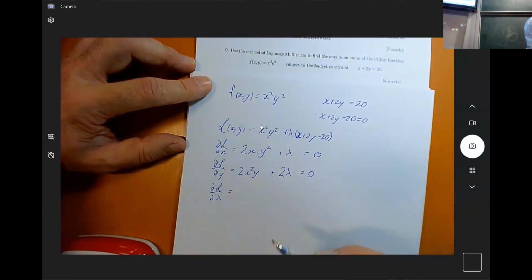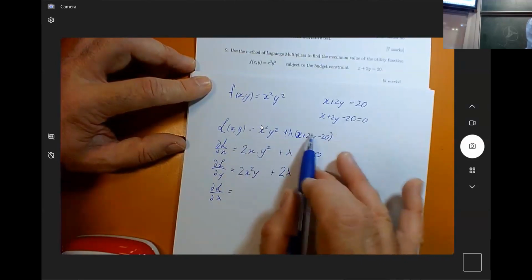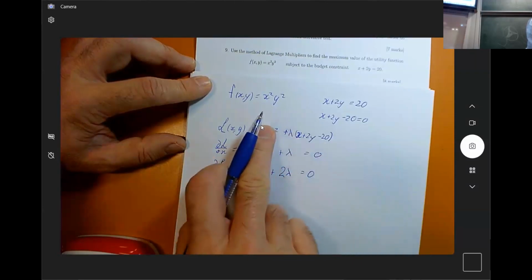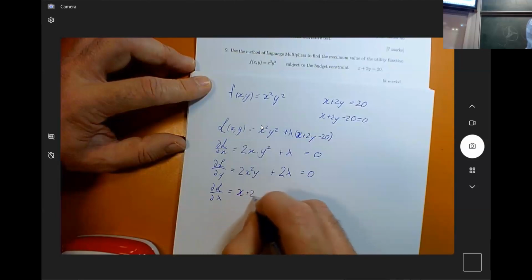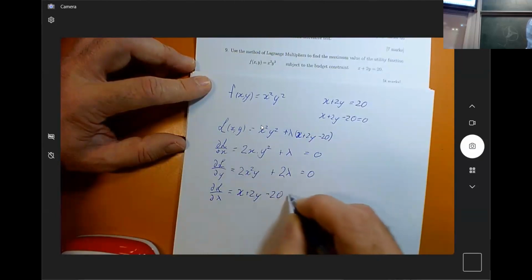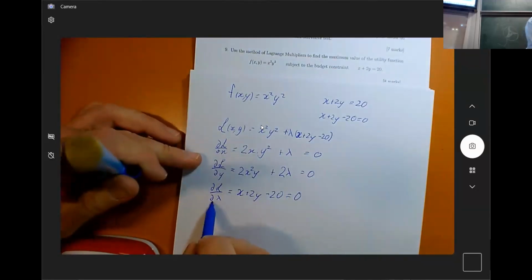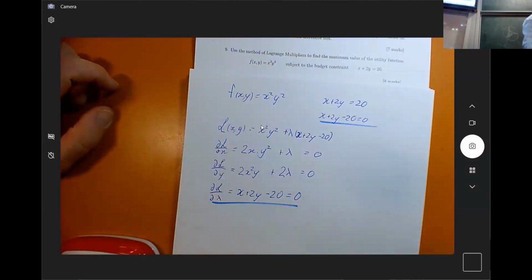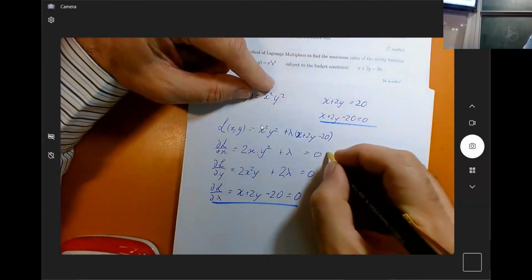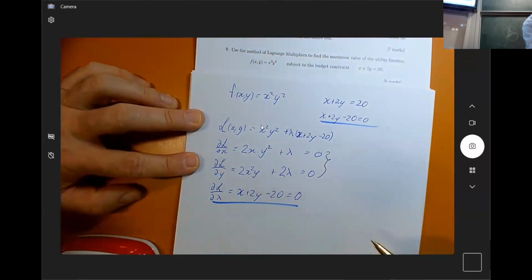When we differentiate with respect to lambda, the other term is effectively constant, but we get x plus 2y minus 20 is equal to 0. You'll notice that this is just the constraint that we started with. What we're going to do though is use these two to get the relationship with lambda, so that we can get an expression.